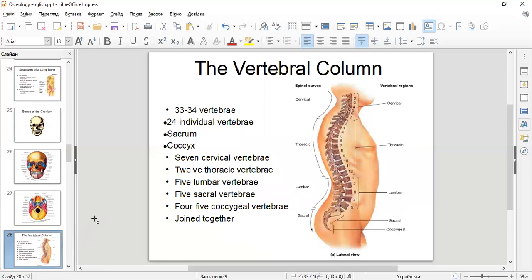The vertebral column consists of 34 vertebrae: 24 individual vertebrae, sacrum, coccyx. So we have 7 cervical vertebrae, 12 thoracic vertebrae, 5 lumbar vertebrae, 5 sacral vertebrae, 4-5 coccygeal vertebrae joined together.